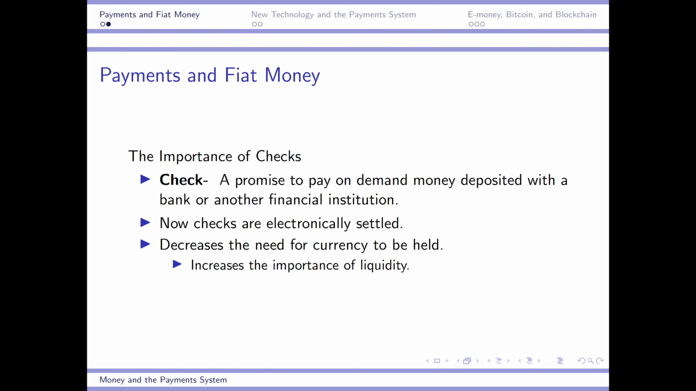And as I mentioned, in the modern payment system, checks are electronically settled, but that wasn't always easily the case. They are actually decreasing the need for currency to be held at all. And so, with the growth of checks and other systems that I'm going to be talking about shortly, we actually see a dramatic decrease in the amount of physical bills and coins in the US economy. And with that, since they are not in circulation, having access to quick liquidity and solvency is increasingly important so that people aren't insolvent and unable to pay off any debts.